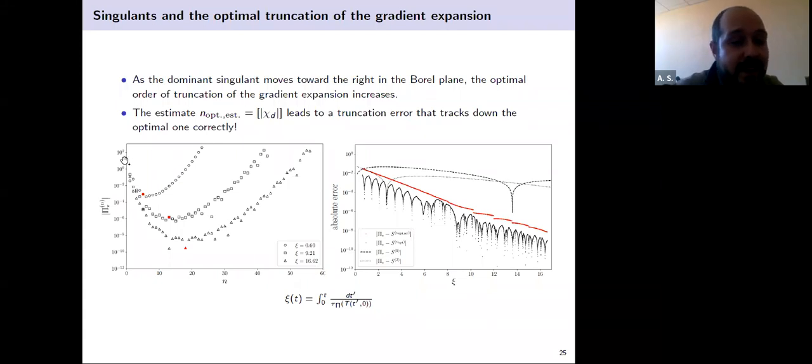Now, if you decide to compute the partial sums of this factorially divergent series by stopping at the point that the dominant singulant is telling you to do so, what you find is that the error you are making, quantified by the absolute value of the difference between the true pi star and the pi star you compute using this partial sum, is going to decrease with time in a way which is exponentially fast in this parameter, and which is going to track the best approximation that you can make, which is represented here by the black points. So this is a very neat way of seeing how the notion of singulants allows you to predict how you should work with the gradient expansion in practice, at the level of optimally truncating it and so on.